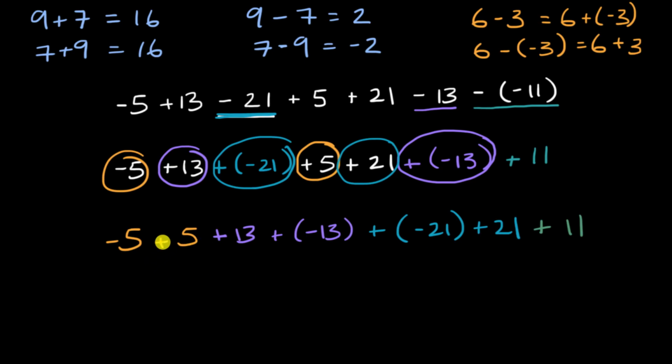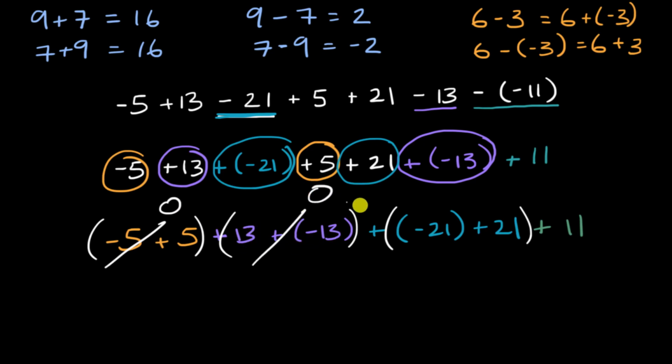Not only when I'm doing addition can I use the commutative property, can I change the order, but I can also use the associative property very easily. So I could start to say, all right, let me add these two first. And I could also add these two. I can pair these up. And that's useful because these cancel out with each other. They're opposites. If I take a -5 plus a +5, that's a 0. A 13 plus a -13, that's a 0. A -21 plus 21, that's a 0. And so what am I left with? I am just left with a +11.